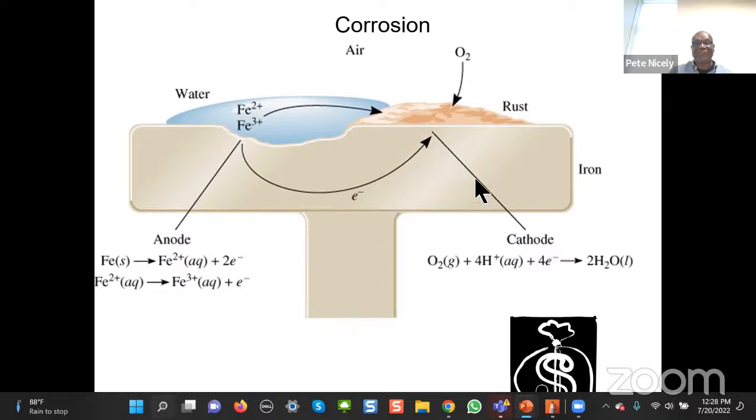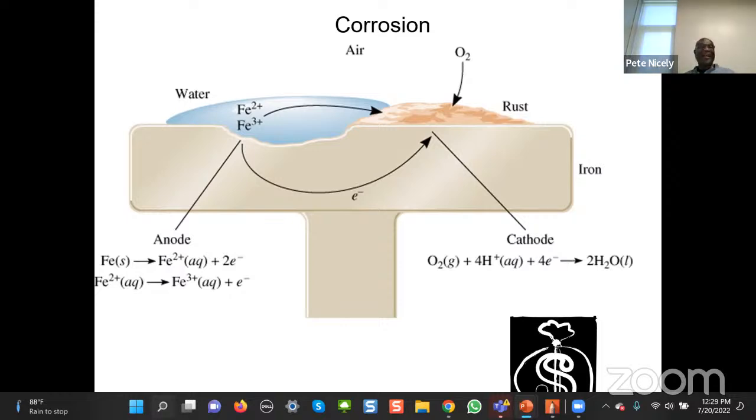At the cathode portion of the metal, you have the electrons lost from the anode reacting with oxygen and H+ to form water, all right? The oxygen, of course, comes from the atmosphere. So basically, that's what happens. And then further, the Fe3+ reacts with the water to eventually form rust. So that's how rust is formed. It's actually an electrochemical process which is responsible for the formation of rust.